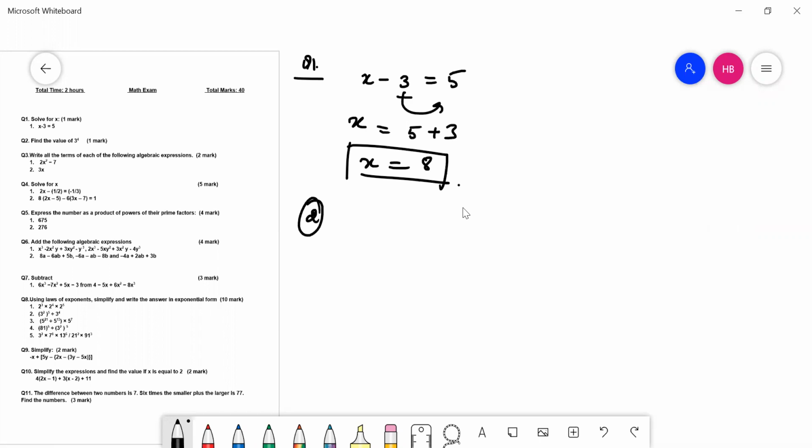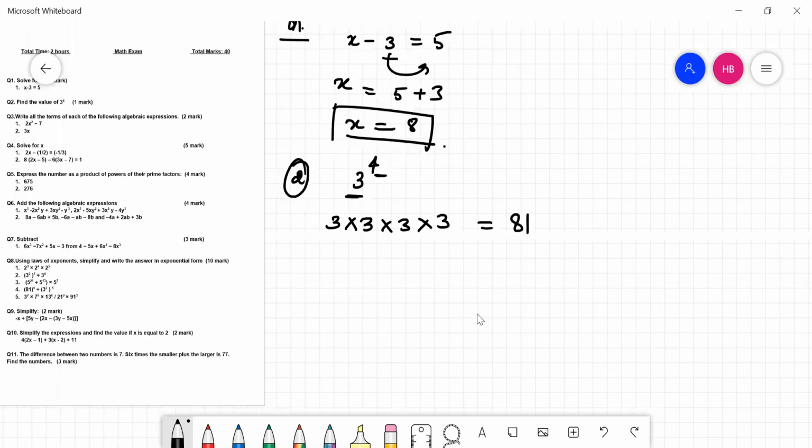Then the second question is find the value of 3 raised to the power 4. Since 3 is the base value and 4 is the exponent value, I have to multiply 3 how many times? 4 times. 1, 2, 3, 4. 3 3s are 9, 9 3s are 27, 27 3s are 81. So 81 is your answer to question number 2.